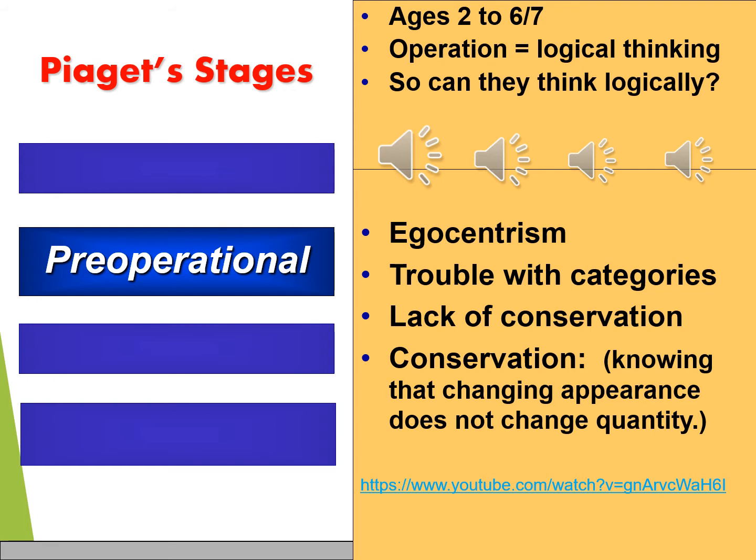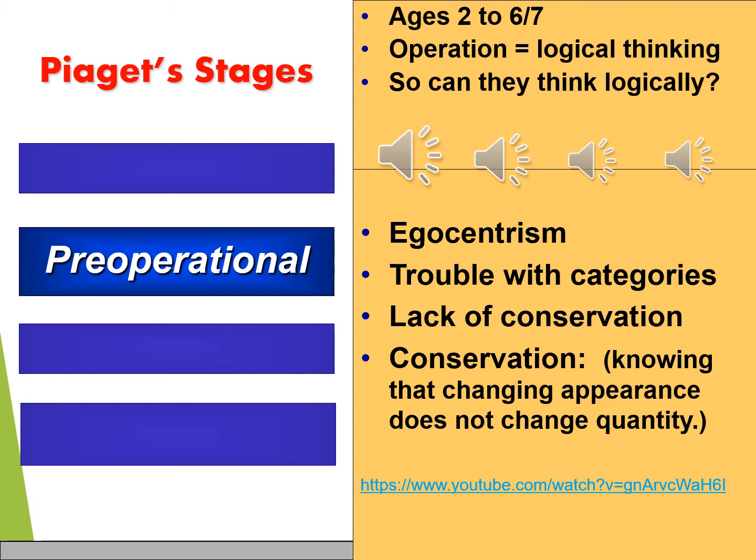Think a moment on this. In class, I get 2 very different answers. I get both a yes and a no. So decide, which do you think it is? Can that child think logically? If you said no, you're correct.